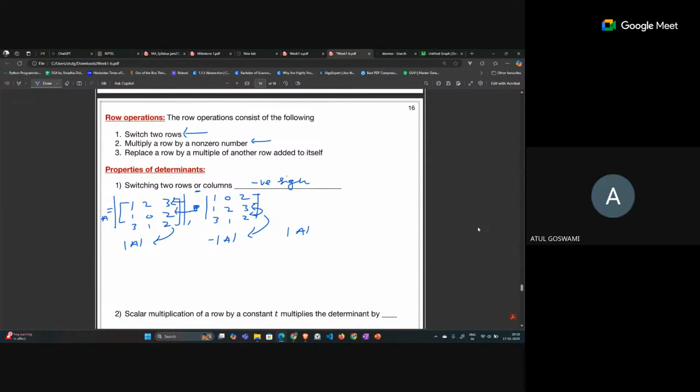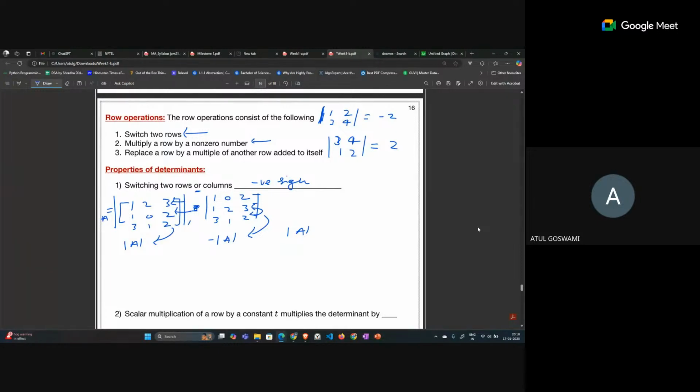It will be a good exercise. Just quickly check for a 2 by 2 matrix, 1, 2, 3, 4. What is the determinant of this? 4 minus 6, which is minus 2. If we switch two rows, 3, 4, 1, 2, what is the determinant of this? It should come plus 2, right? Let's check. Yes, it is coming 2. Indeed it is 2, so it verifies the property.